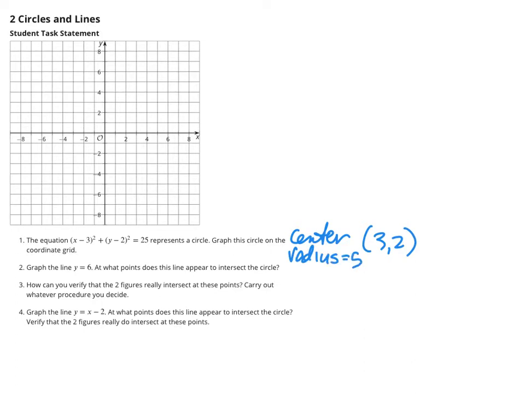So let's plot 3, 2, and then try to do 5. 1, 2, 3, 4, 5. I never actually make a circle. It's just too hard. That's terrible. That's a little bit better. So we have a circle. It's not a terrible circle. It's not an awesome circle.